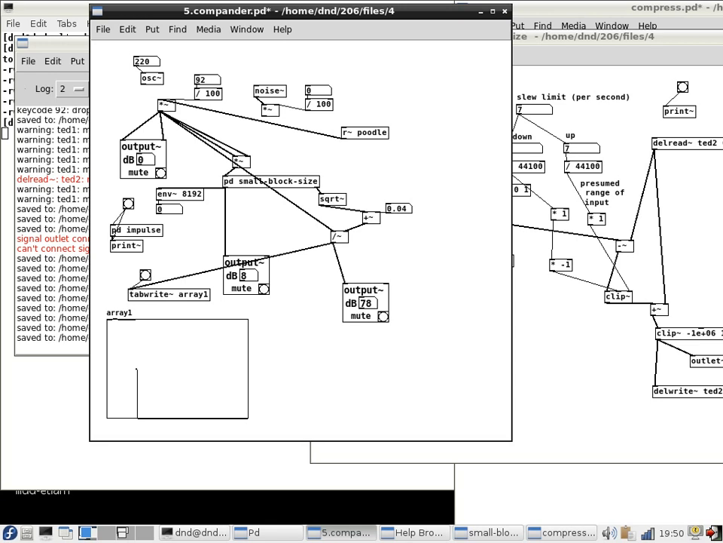Not so bad. It's only one. Oh, yeah. I should give you both channels. Yeah, now I can hear it too. Okay. That's compression. And you can like it or you can not like it.